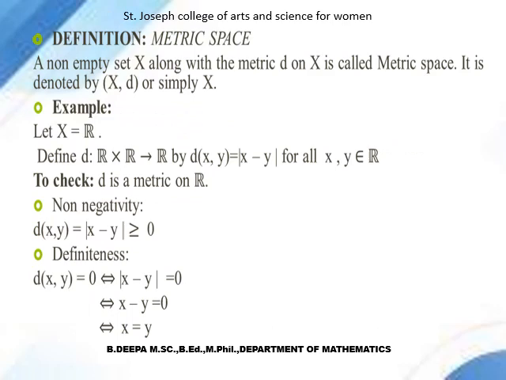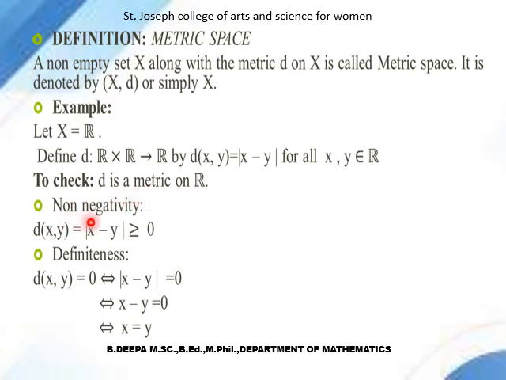Our next definition is metric space. A non-empty set X along with the metric D on X is called a metric space. It is denoted by X comma D or simply X. Example: let X equal to R. Define D from R cross R to R by D of x comma y equal to modulus of x minus y for all x comma y belongs to R. Check whether D is a metric or not.